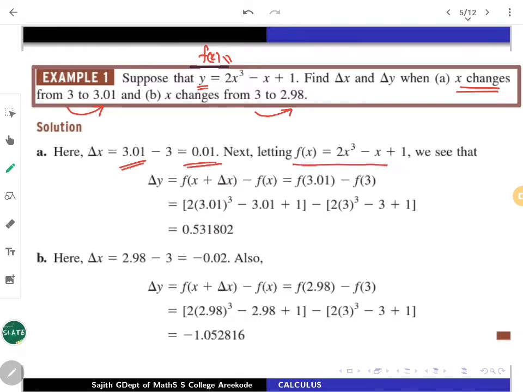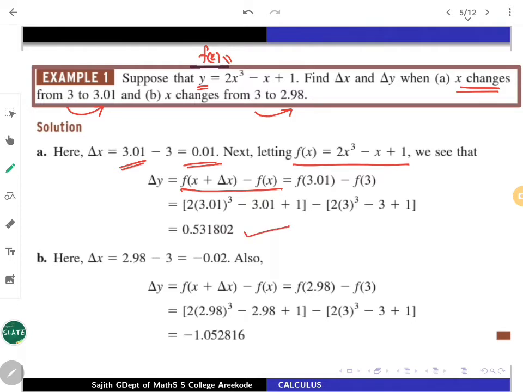Look at your y evaluation or functional formula. There you can find the corresponding delta y. Apply it. Delta y variation is given by the difference between f of x plus delta x minus f of x. Just give the inputs, f at 3.01 and f at 3. Take the difference, evaluate, and you will be getting the result.